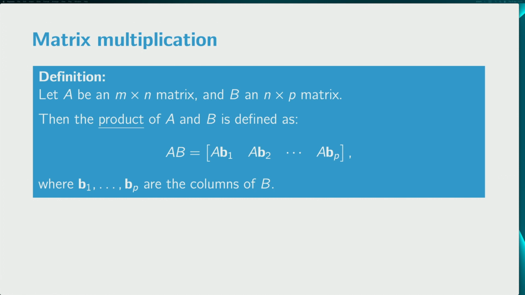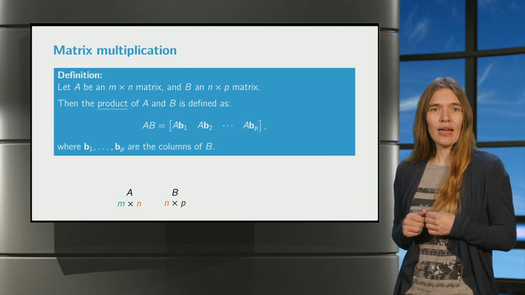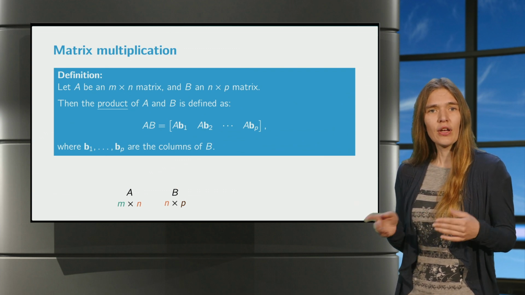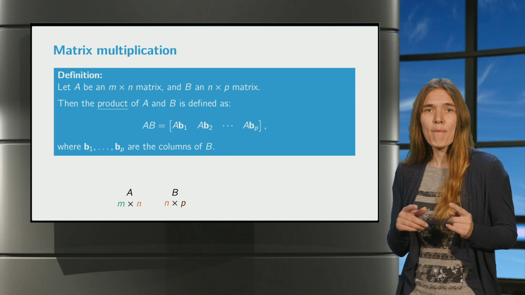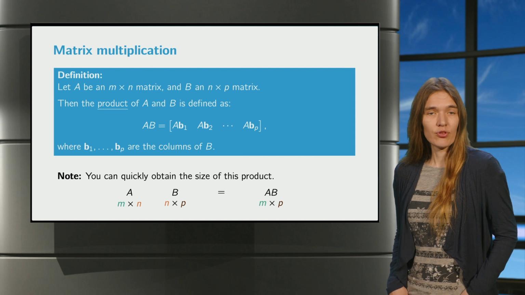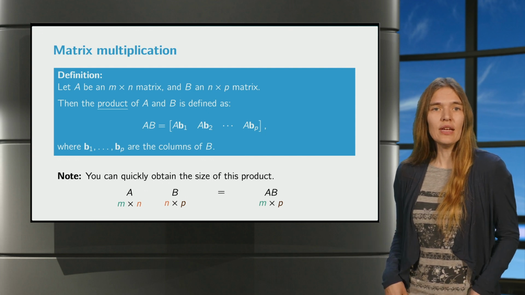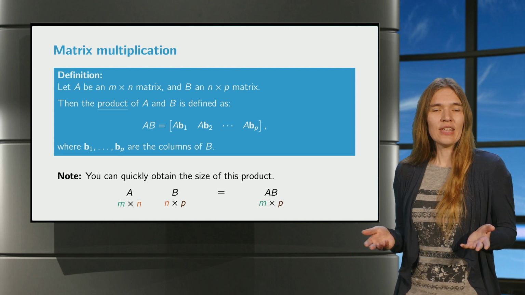Note the necessary compatibility of sizes. The number of columns of A must be equal to the number of rows of B. What about the size of their product? Each column of AB is a linear combination of the columns of A, which all have m elements. So just like A, the matrix AB has m rows. On the other hand, the column by column computation of AB shows that AB and B have the same number of columns.